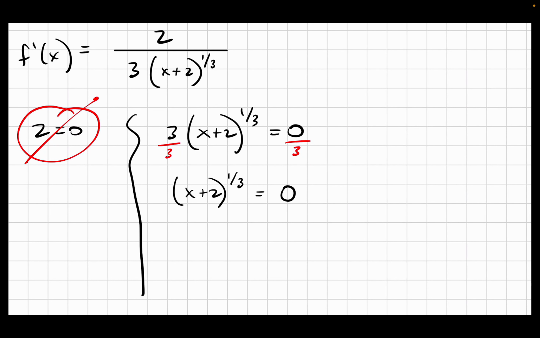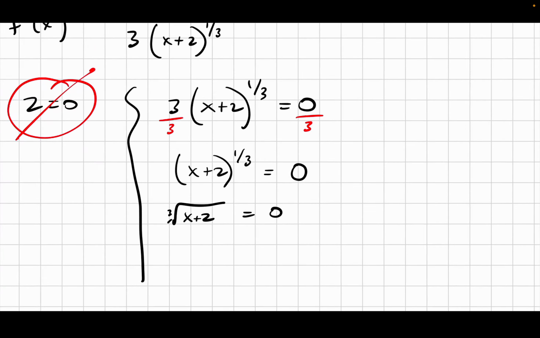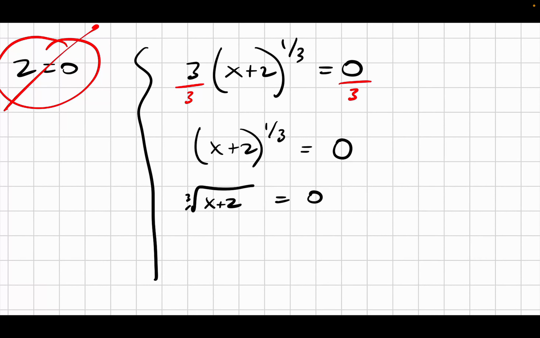Zero divided by 3 is 0. I need to get rid of the power first. How do I get rid of a third power? What does a third power mean? It means cube root, right? So really this is the cube root of x plus 2 equals 0. That's really what it is. What's the opposite of cube root? Cube. So I'm going to cube both sides. Anytime you cube a cube root, all that's left is what's inside.